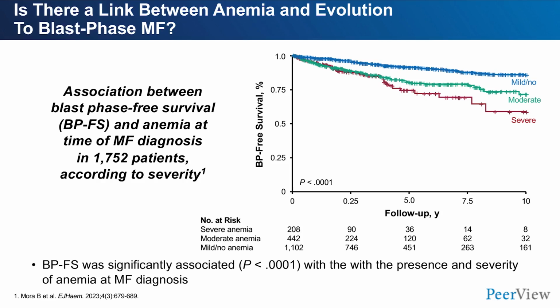And you can see here this is the progression-free survival, so acute leukemia-free survival. You can see here that according to these 3 different thresholds of anemia, we have different incidence of acute myeloid leukemia. So anemia and transfusion dependency are drivers of overall survival worsening and higher risk of AML evolution.